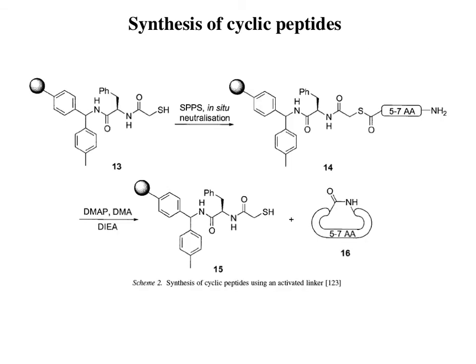This is another example, which uses an activated linker. Again, here's your resin. Here's your starting moiety, in which you do solid phase peptide synthesis and grow the polypeptide. And then from here you have intramolecular cyclization, kicking this off, forming this internal amide bond.